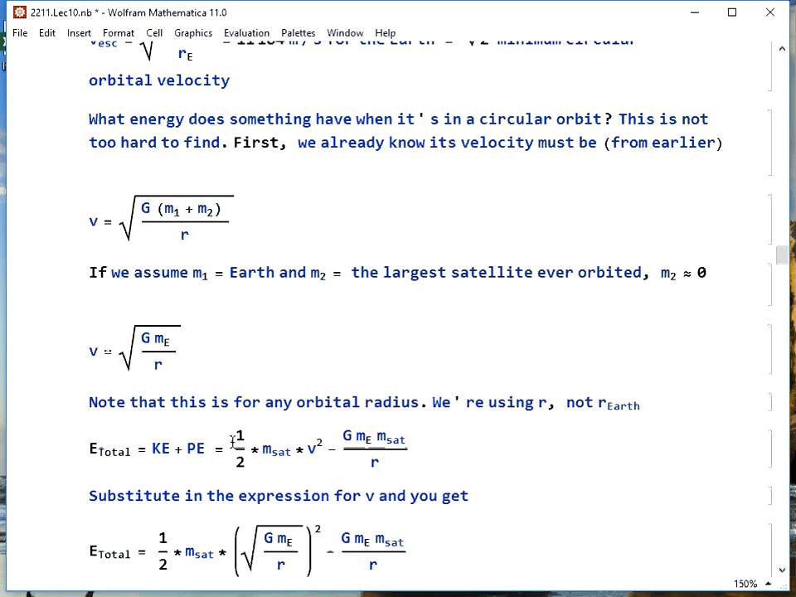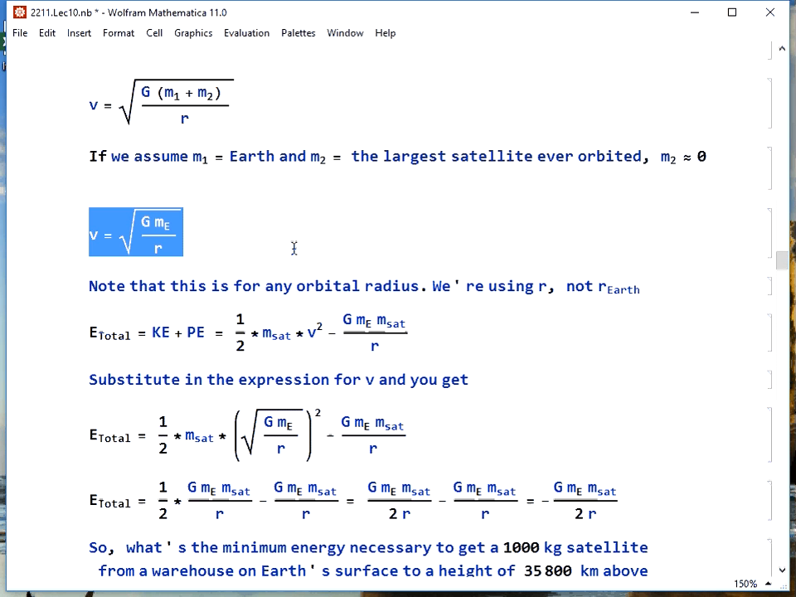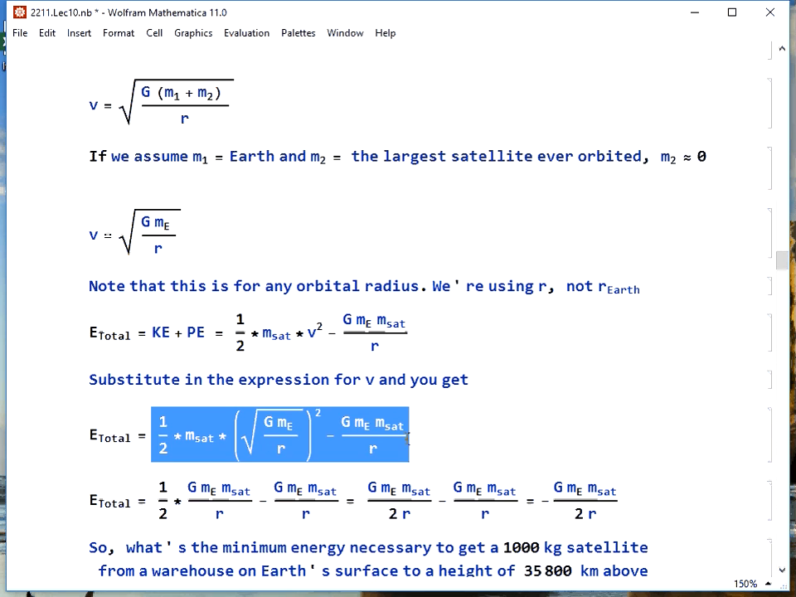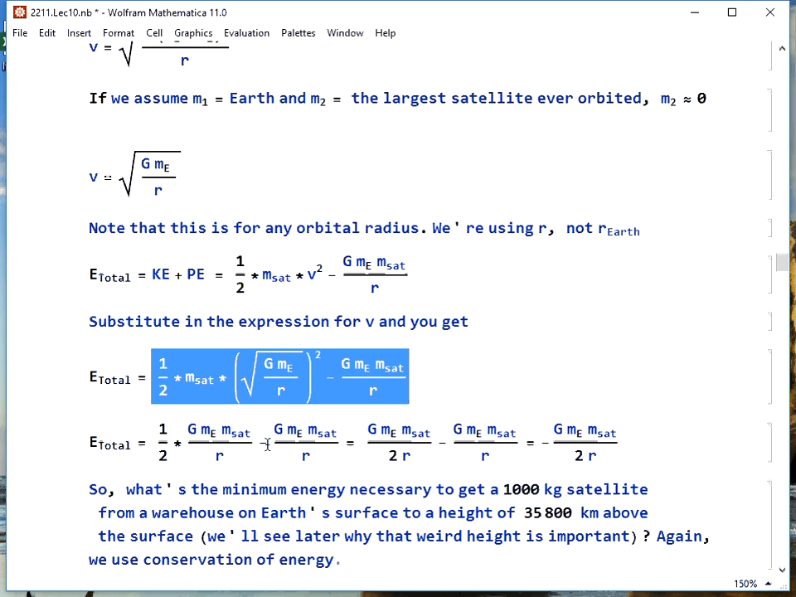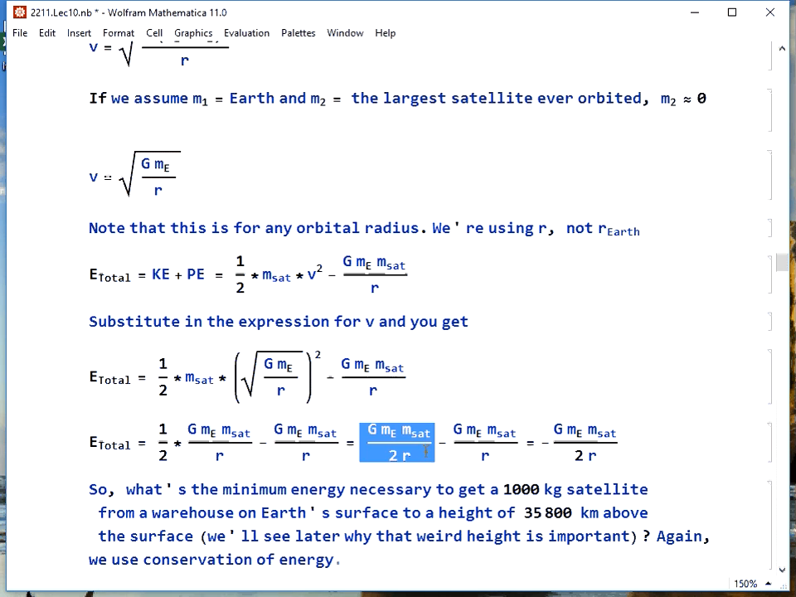Then we put in kinetic energy, 1/2 mv squared. Potential is G M m over r, again, not necessarily r Earth. We plug in our expression for V into this, and we get this. We do a little math, and we see that we can actually get a common denominator. And when we combine these things, we get negative G times the mass of the Earth times the mass of the satellite over 2r.